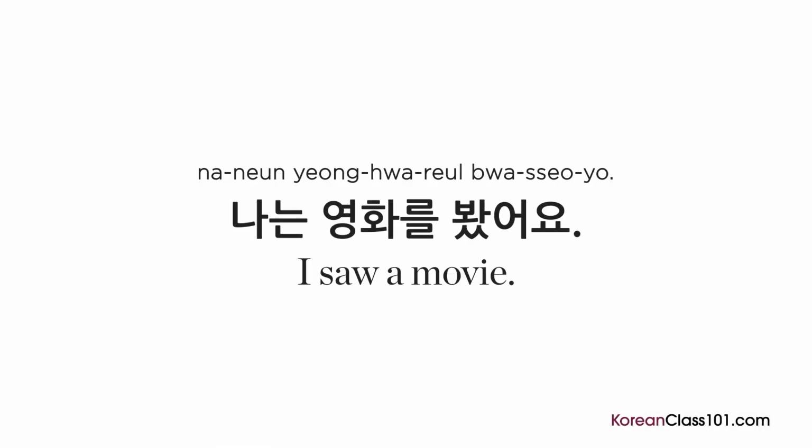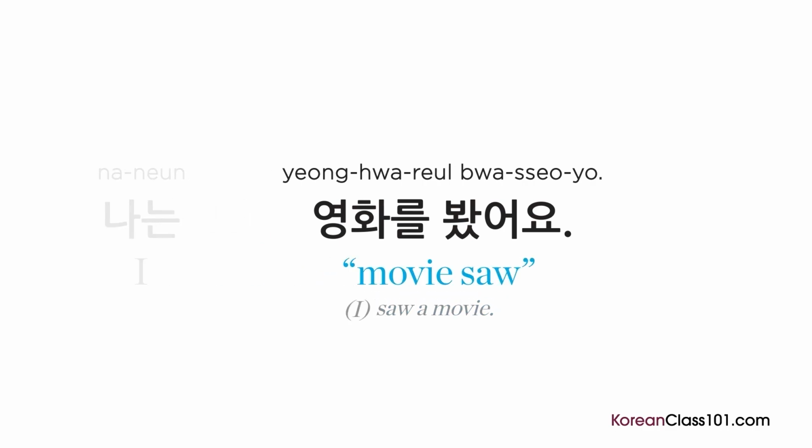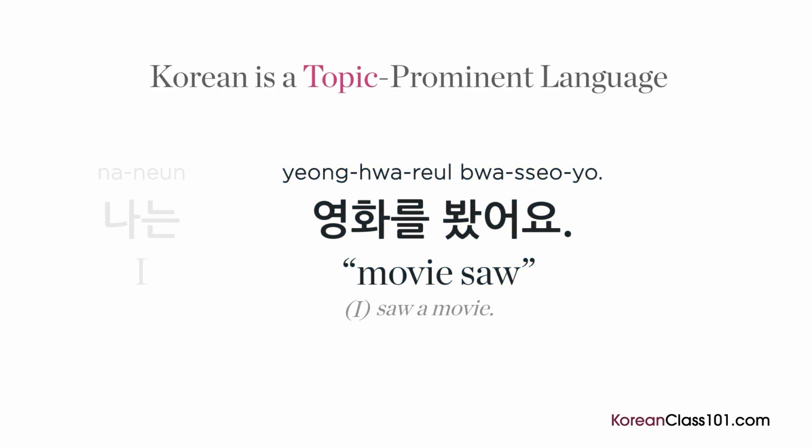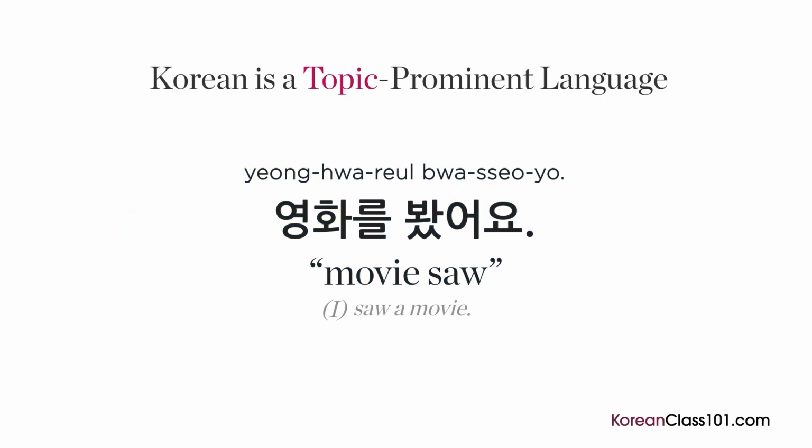More often than not, if you wanted to say, I saw a movie in Korean, you would not say, 나는 영화를 봤어요. Instead, you would more likely say, movie saw in Korean. 영화를 봤어요. Korean is a topic-prominent language. Thus, the information to be shared is the act of seeing a movie. The subject is less important and is usually omitted altogether. Most Korean sentences are constructed and spoken like this in real life.